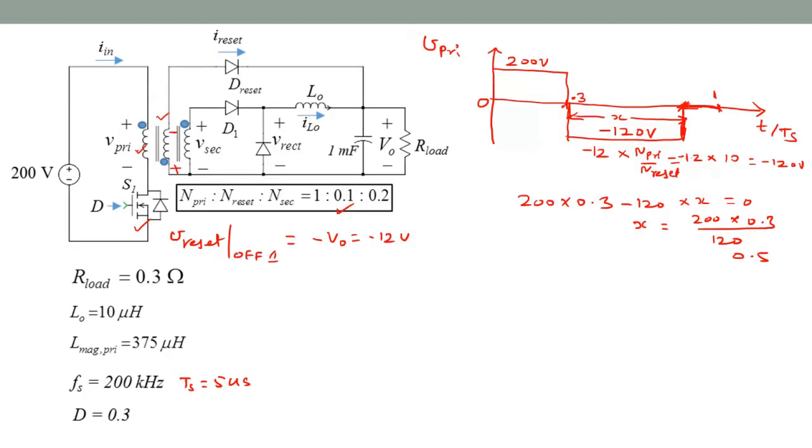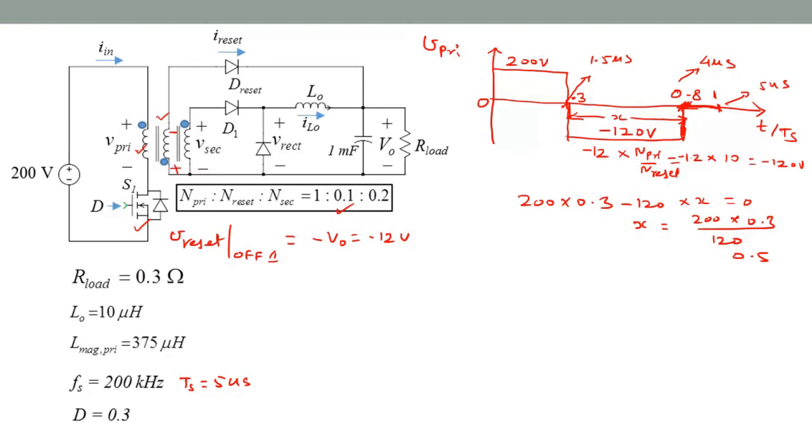If we want to write in terms of T, this is actually 0.3 times 5 or 1.5 microsecond. With this X equals 0.5, as T over Ts this would be 0.8, but if you want to write in terms of the actual microsecond, this will be 0.8 times 5 or 4 microsecond here, and this duration is 2.5 microsecond. So 2.5 plus 1.5 giving you 4 microsecond, and this point would be 5 microsecond. You can write it in either format, either actual time or as T over Ts. So that is your V primary.